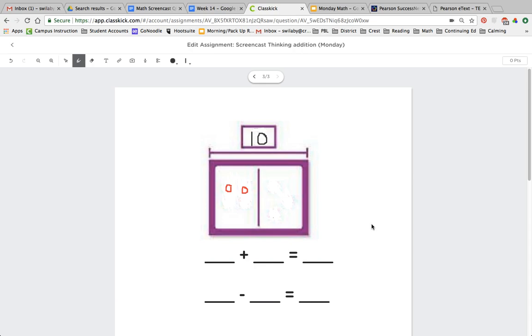Now that you've taken a moment to solve this on your own, let's look together and see if our thinking aligns. So my whole is 10. The part that I know is 2. So one way that I could solve that would be to do 10 minus 2 equals that missing part. I can also do an addition sentence by knowing that 2 plus my missing part is going to equal my whole.